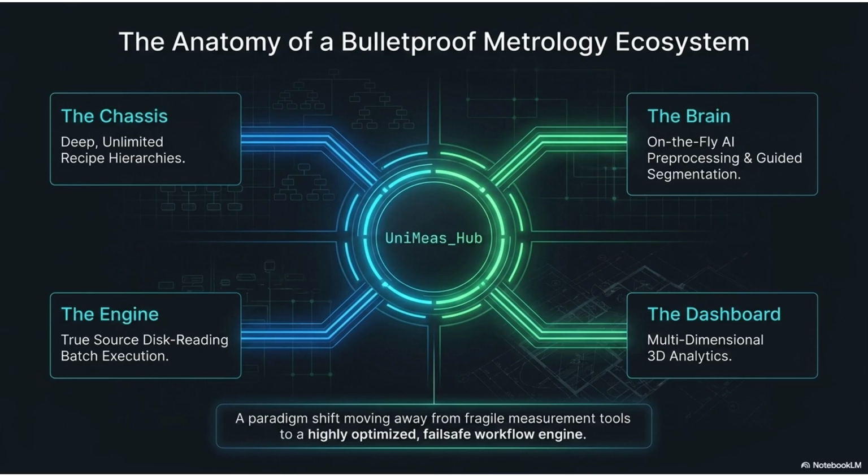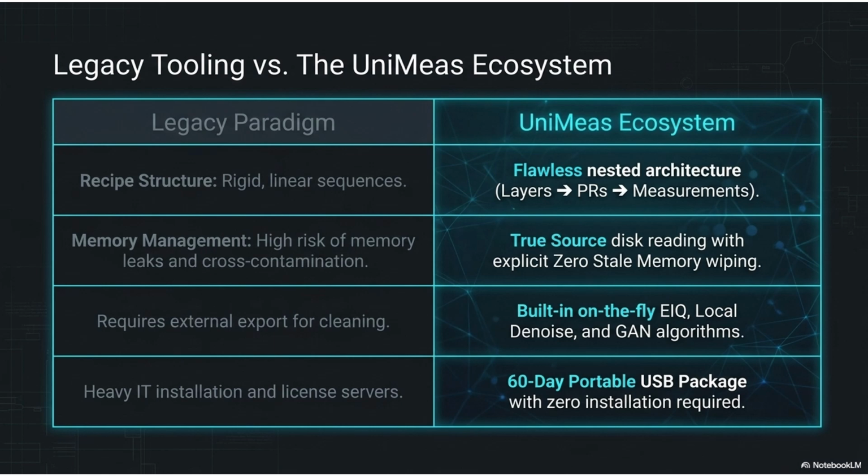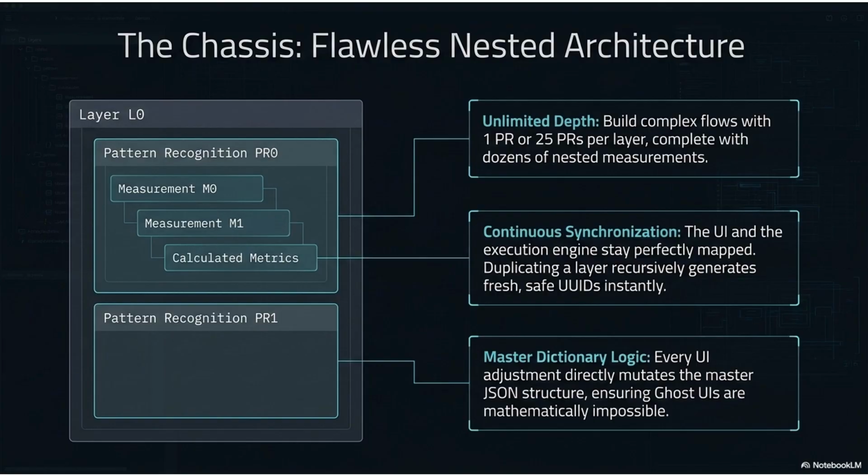Introducing Uni Measurement Hub, or Unimes_Hub, a next-generation metrology recipe engine built from the ground up for absolute precision, scalability, and workflow transparency. True metrology requires complex flows. To handle this, Unimes_Hub introduces a flawless, unlimited nested architecture that synchronizes layers, pattern recognitions, measurements, and calculated metrics perfectly, whether you need 1 pattern recognition or 25.